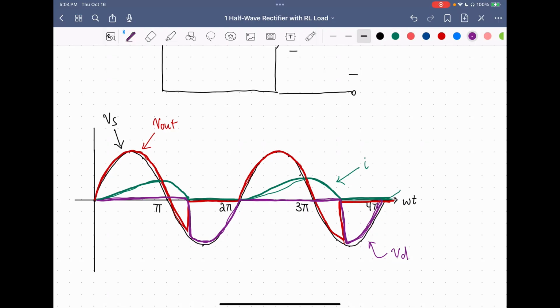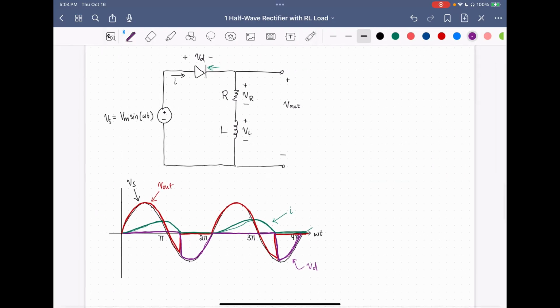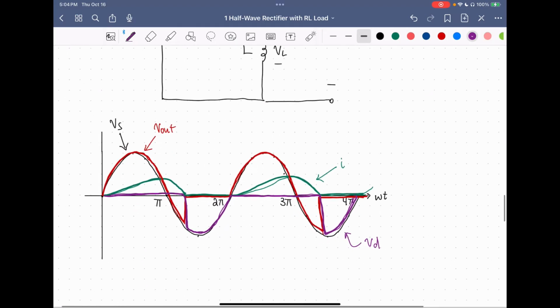So we can see Vd plus Vout is equal to Vs, and that makes sense by KVL. Note how this point is a key point right here. The point that the current through the circuit drops to zero is called the extinction angle beta. So this is the point where the state of the diode changes.